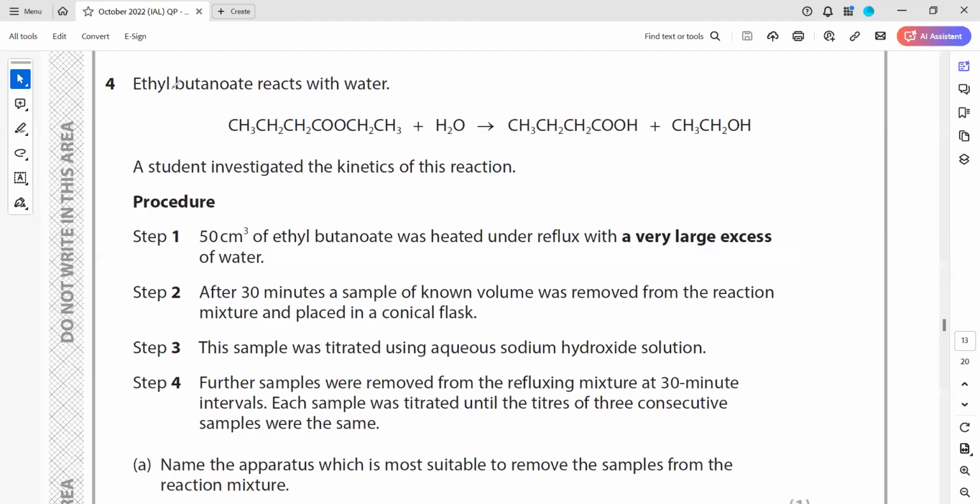In question 4, ethyl butanoate reacts with water. So ethyl butanoate plus water will form butanoic acid plus ethanol. A student investigates the kinetics of this reaction. The student is observing the rate of the reaction.